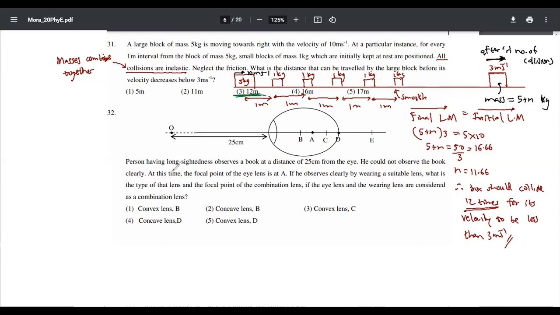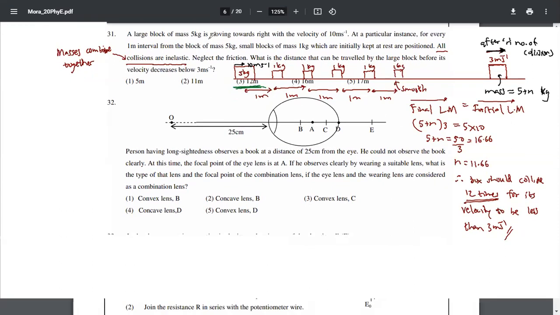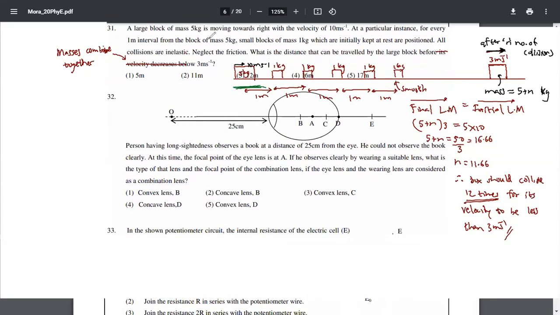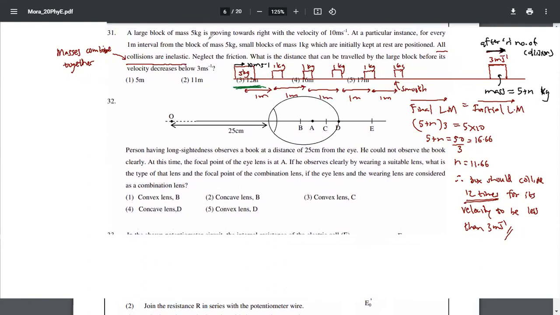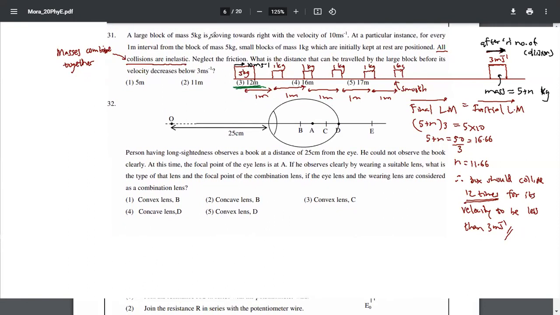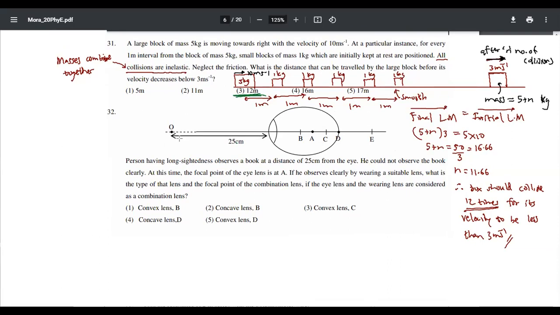And the next one, 32. A person having long-sightedness observes a book at a distance of 25 centimeters from the eye. He could not observe the book clearly. So this person is short-sighted. What's the problem, people? If the person is not wearing spectacles, this is what's going to happen, no? In O level also you have learned. No, he's long-sighted, sorry. This will happen.